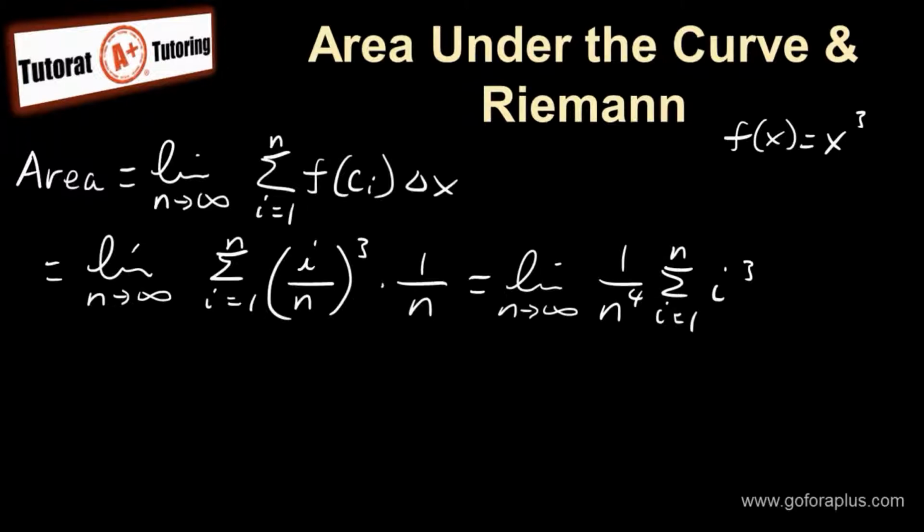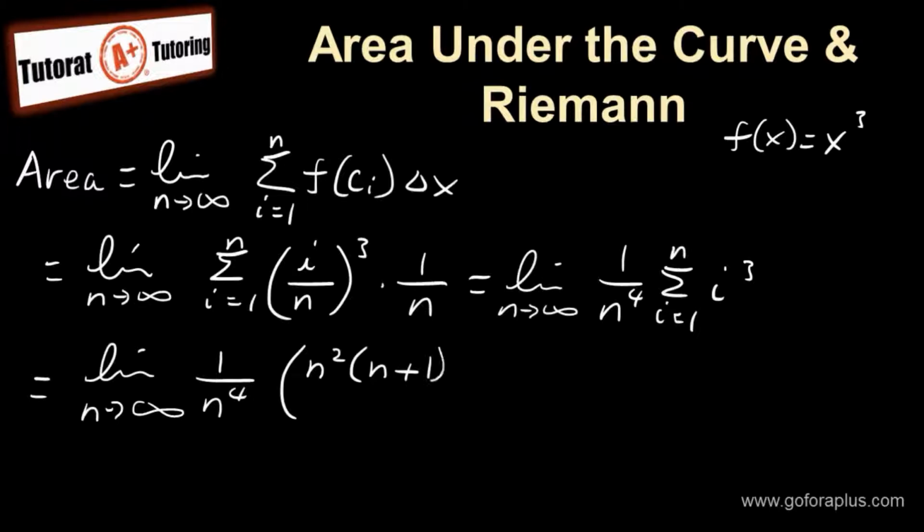Now, what is the summation of i cubed? We have a formula. It's in the formula sheets that we need to use to replace this. Now limit n approaching infinity, 1 over n to the 4. When we replace the summation, it is n squared, open bracket, n plus 1, close bracket, squared, over 4.